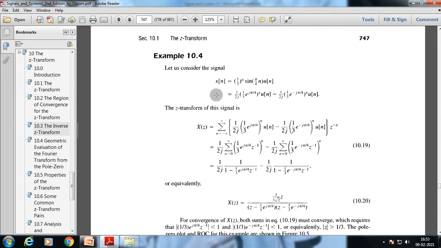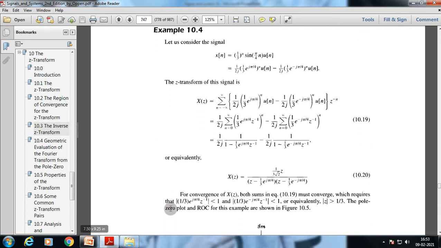This is equal to (1/2j) times 1 over (1 minus 1/3 e^{jπ/4} z^{-1}) minus (1/2j) times 1 over (1 minus 1/3 e^{-jπ/4} z^{-1}), or equivalently it could be rewritten in this form.